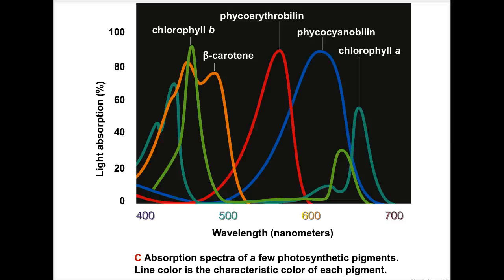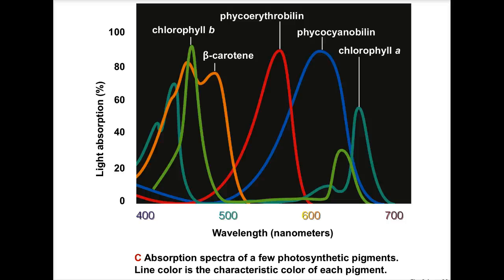Here we can see the wavelength of light on the x-axis, and on the y-axis the percentage of light absorbed. All of the different colored lines are the different pigmented molecules that we saw in the previous slide. So in essence, each pigmented molecule absorbs a higher percentage of light at different wavelengths.